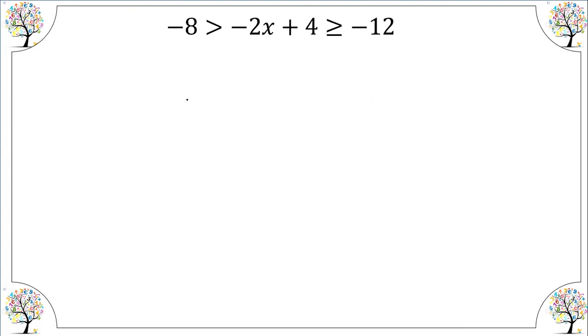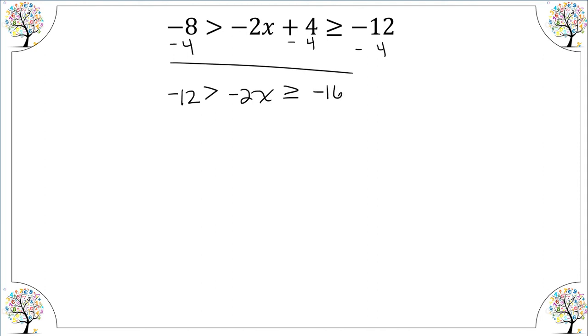Okay, let's go over some inequalities. We are going to be solving for x and then graph it and write it in interval notation. So this is compound, so we're going to isolate x in the middle. So we're going to subtract 4 from the middle and the left and the right. We have negative 12 is greater than negative 2x, which is greater or equal to negative 16.